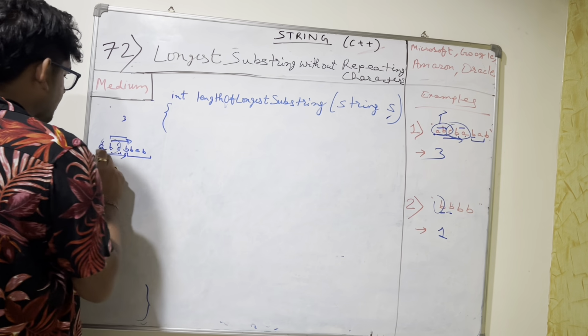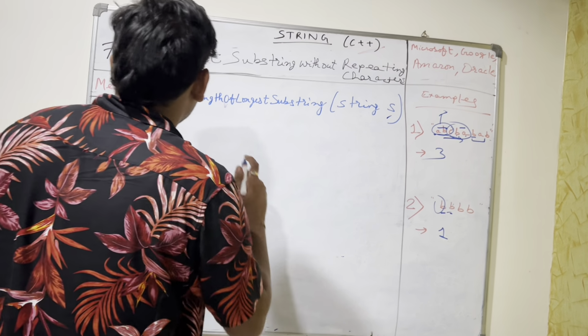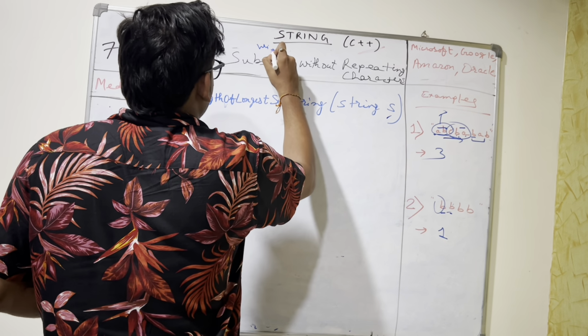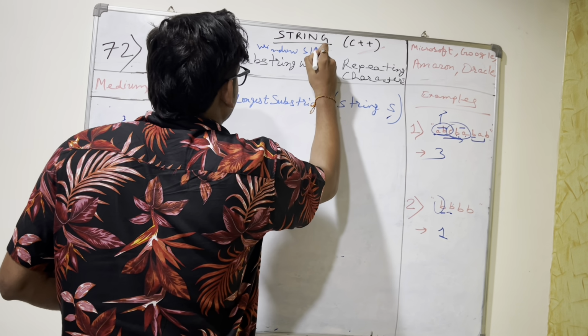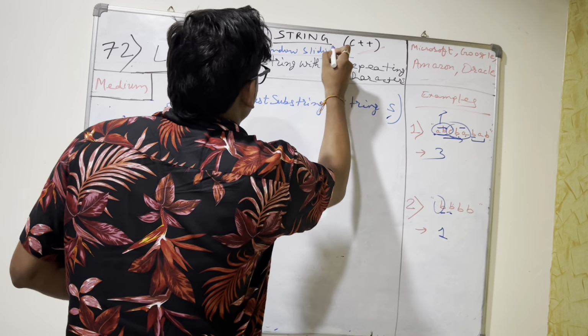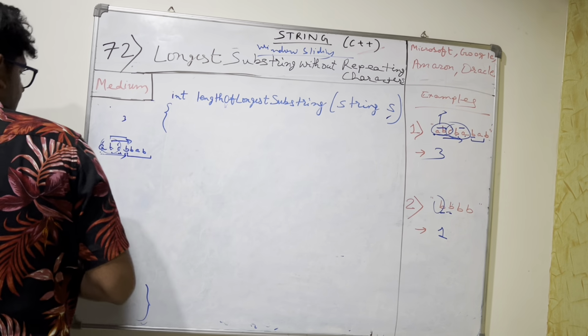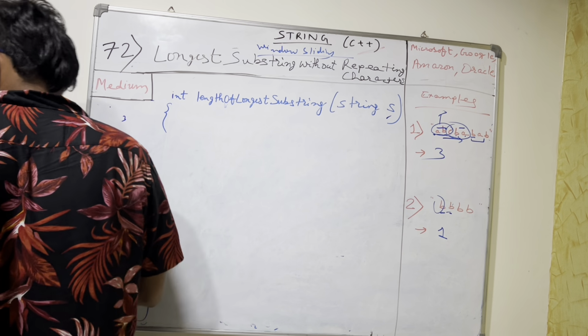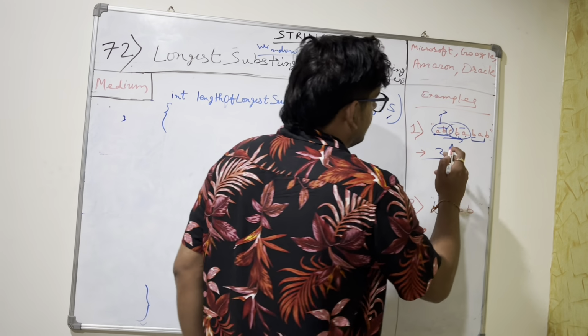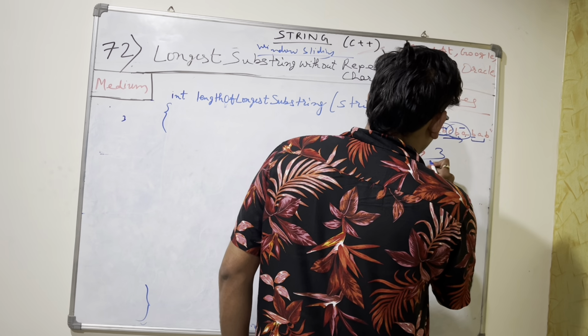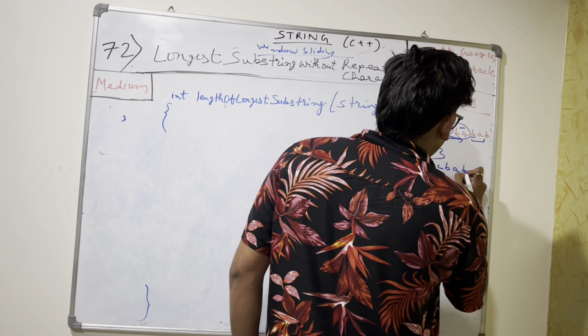So what algorithm can you use here? Window sliding. We will slide the window. How do we slide the window? How do we use this technique in this algorithm? Let's look at this example only: A, B, C, B, A, B, A, B.